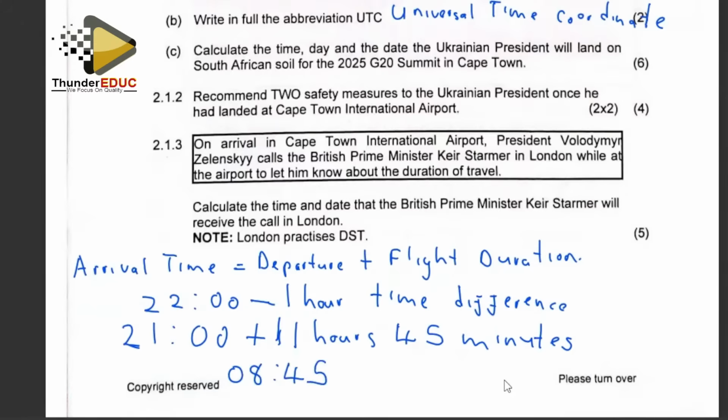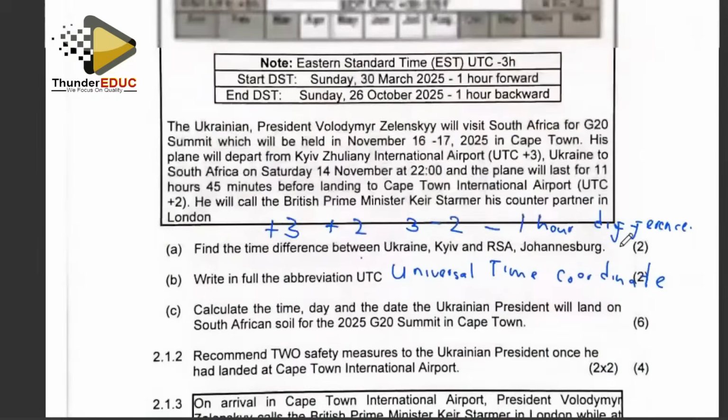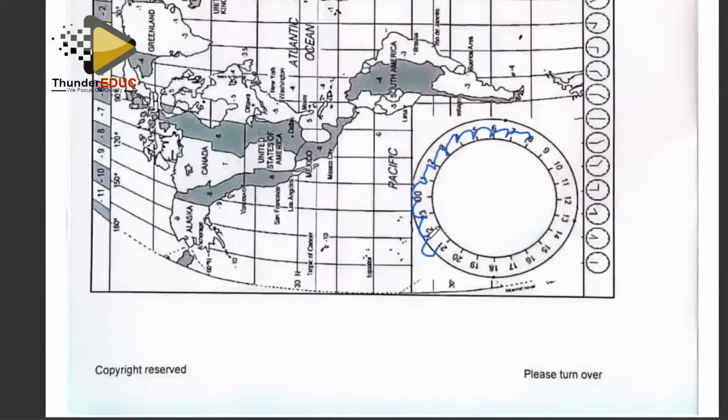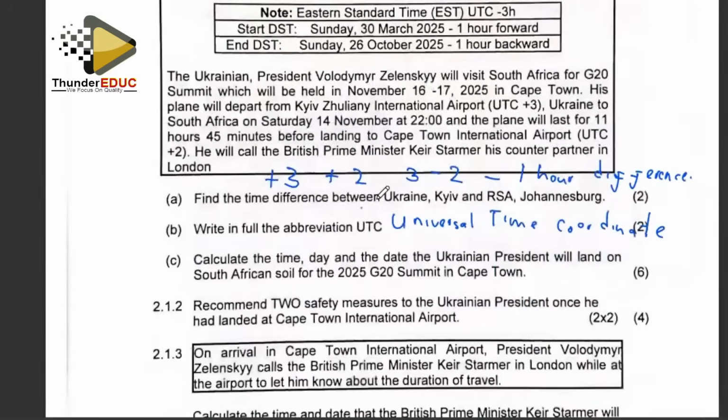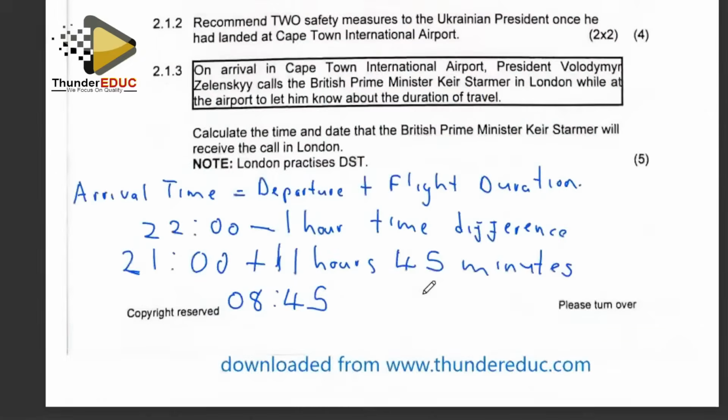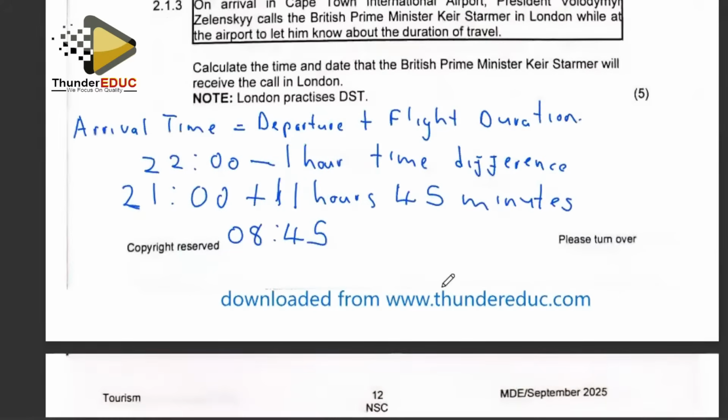Then to be specific about the dates, we crossed midnight. If you go back to this clock of hours, you can notice that we crossed midnight. It means that he arrived on the next day. He arrived on Sunday, 15 November, at 8:45, or quarter to 9.